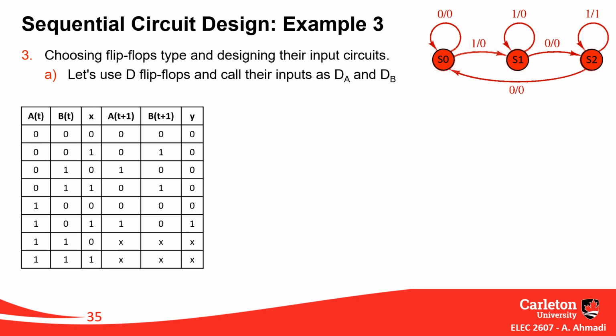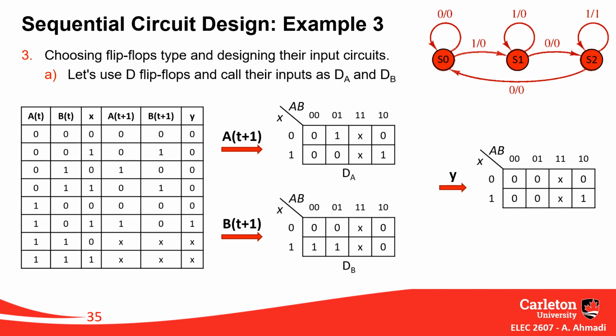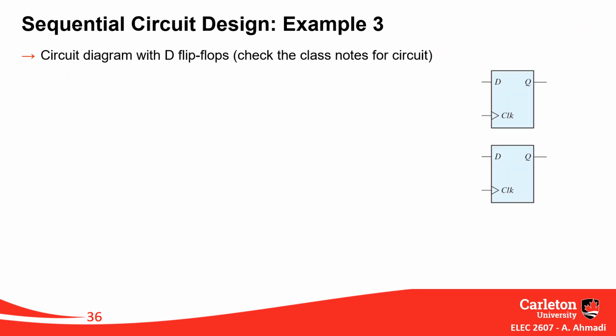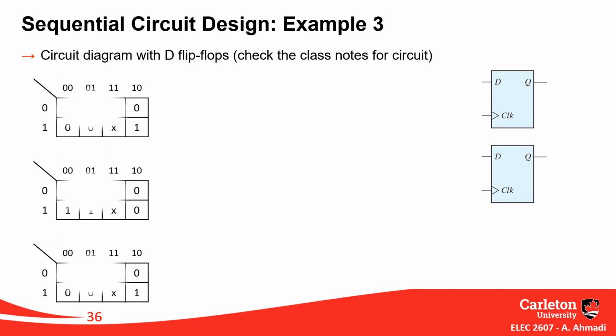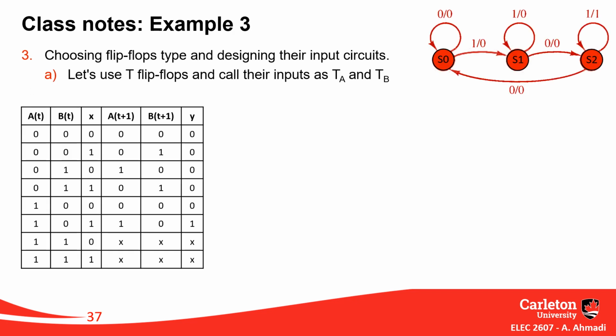So let's do it with D flip-flop. If you have D flip-flops, answers will be these, similar to what we did before. And the circuit can be designed based on what you had as the outcome of your K-maps for DA, DB, and Y. So the circuit will be implemented.